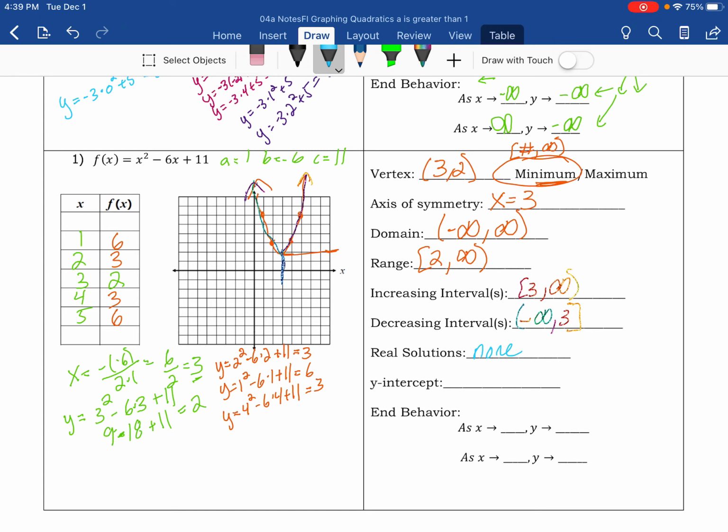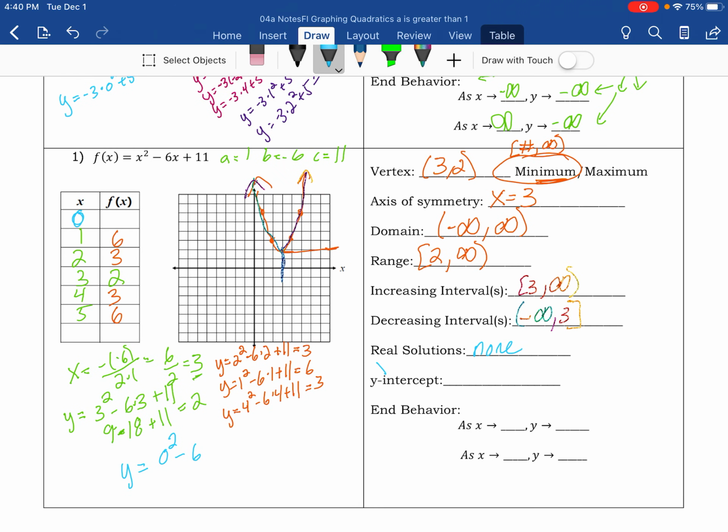And then my y-intercept for this one, sorry, you can't see it. My y-intercept is when x is equal to 0. So to find the y value when x is equal to 0, it's 0 squared minus 6 times 0 plus 11. So my y-intercept is 11. The ones on your test and on your practice, you actually can see the x and y intercepts.